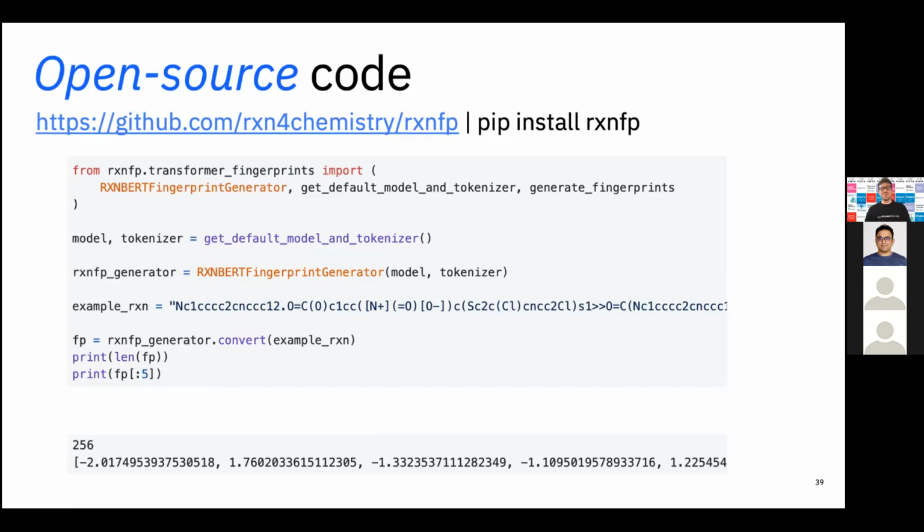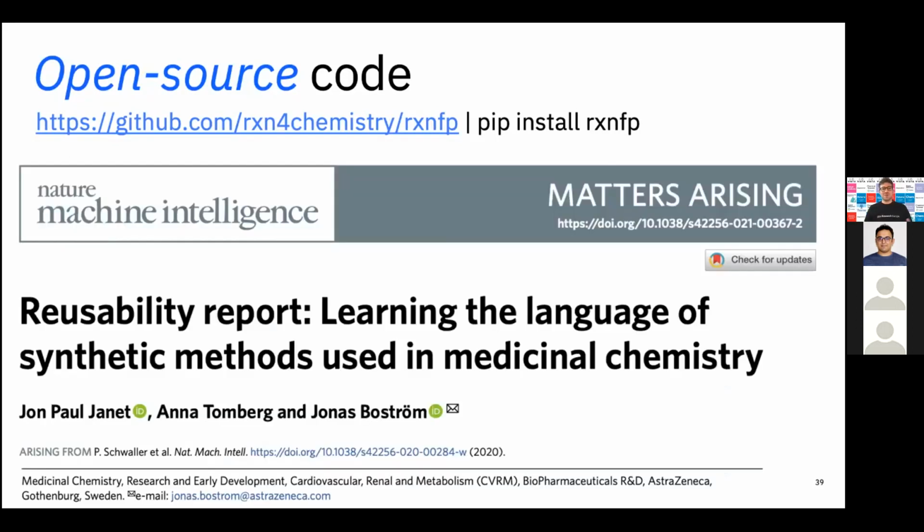And as we've seen in this conference, it has already been used by different groups. I would also like to thank the authors of this reusability report, if they are online on this talk, because they actually retrained our models on their internal data, and it seemed to work well as well.